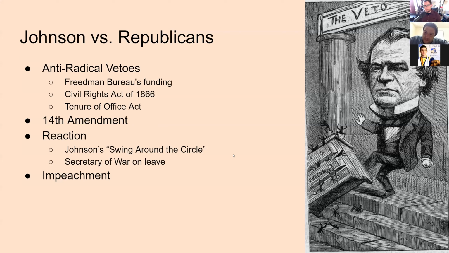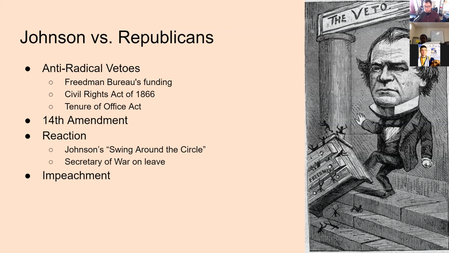Johnson wanted a more reconciliatory person in office. For instance, he offered it to General Grant. He tried to offer it to a number of generals rather than civilian authority. And the Congress wanted to stop that.